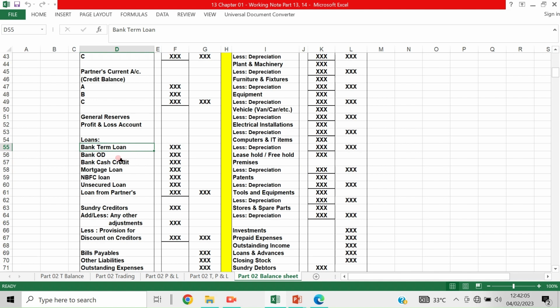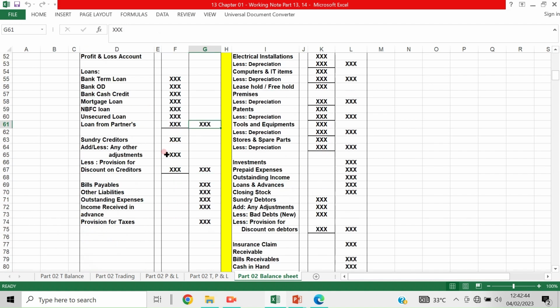So bank term loan, this is for your explanation I am giving in detail, otherwise it is not like this. We make a separate sheet of paper, schedules are made and kept with it, so that at first glance we can see the financial position of the company. It will be summarized if there are more than one or two items in a single head. So now the loans: bank OD, if it is a cash credit, then CC cash credit, mortgage loan, NBFC loan, unsecured loan, loans from partners, etc.